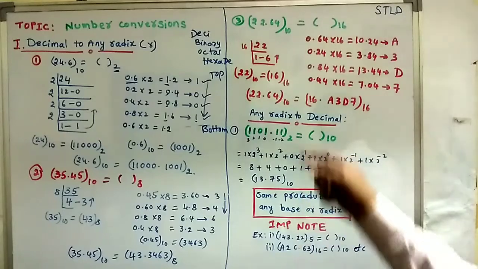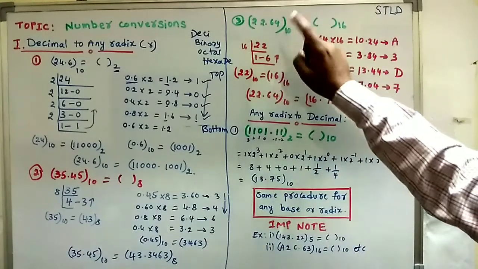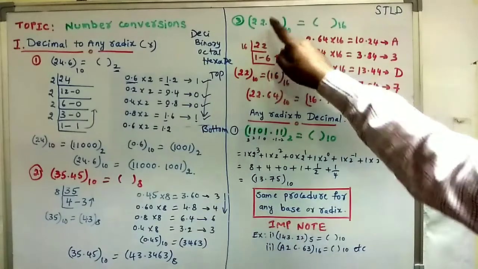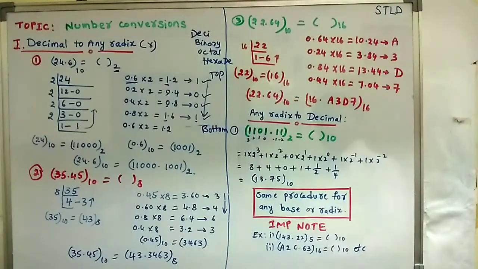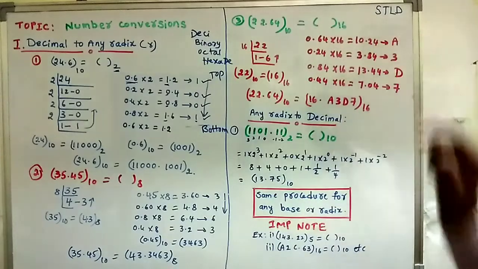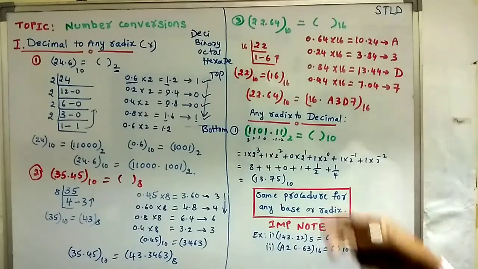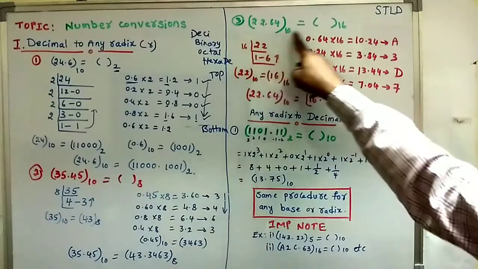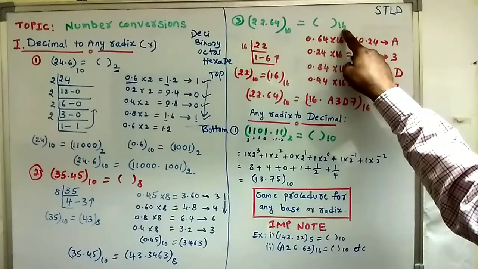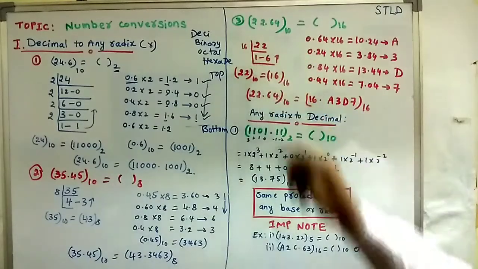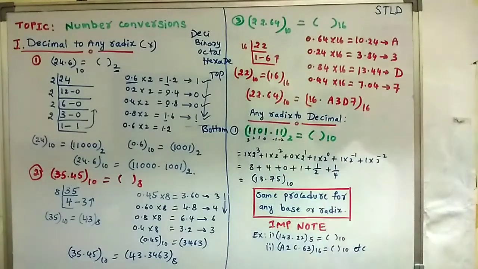Then the next example, decimal to hexadecimal. 22.64 base 10 is equal to how much in base 16, that is the hexadecimal number system. First, base is 16, so divide the integer part by 16. 16 1s are 16, remainder is 6.